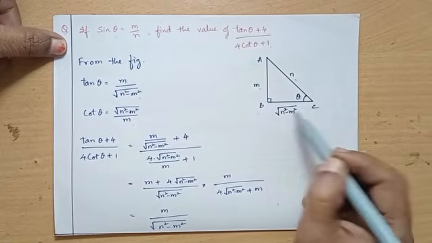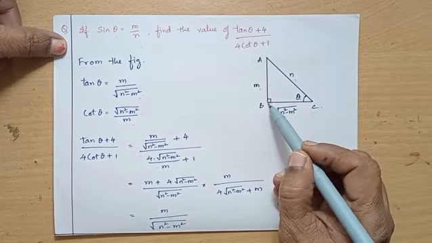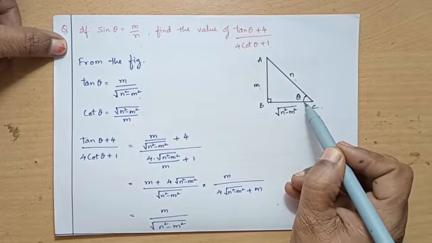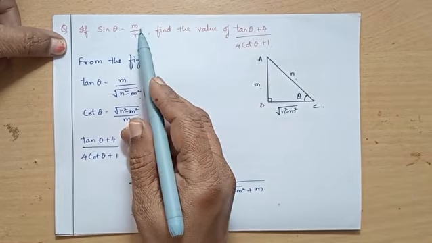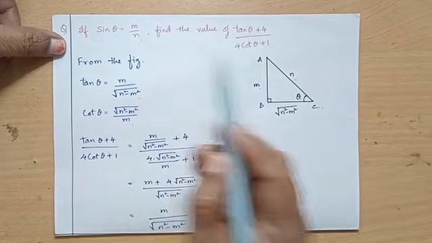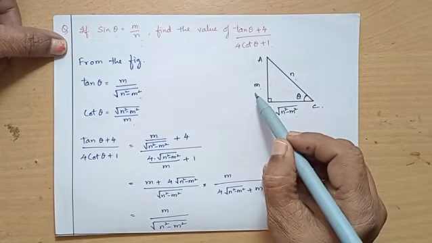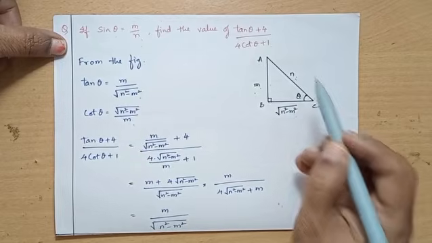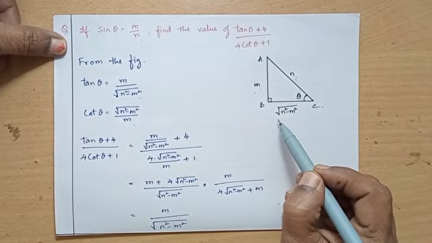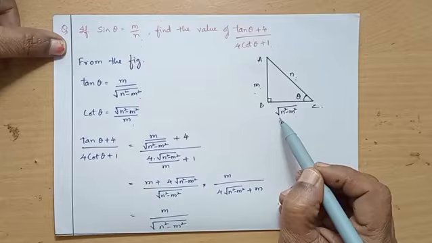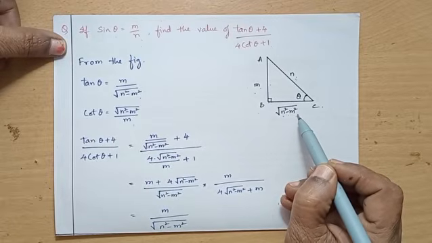So in triangle ABC, angle B is 90 and angle C is theta degrees. Sine theta is opposite side by hypotenuse. Hence opposite side is m, hypotenuse is n. By Pythagoras theorem we get BC is equal to square root of n square minus m square.